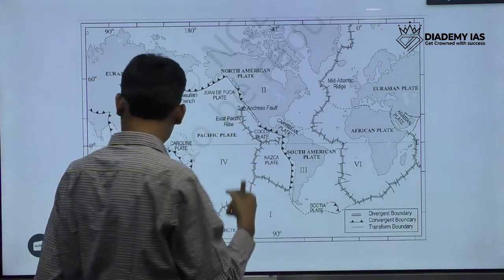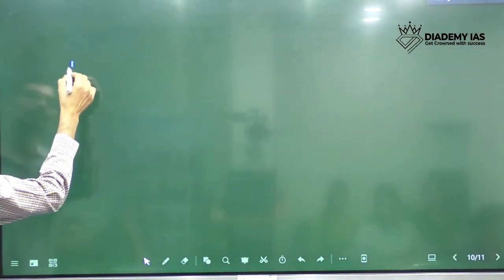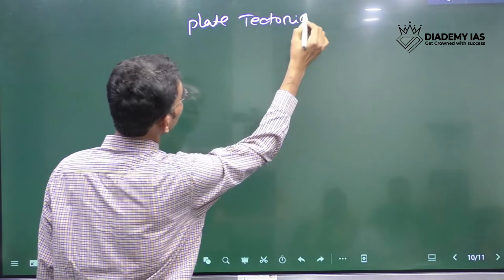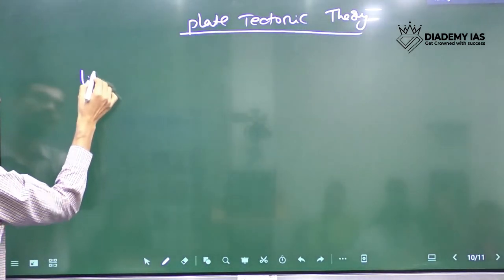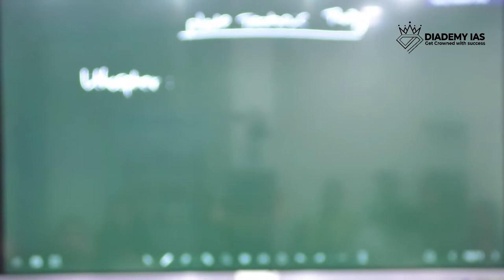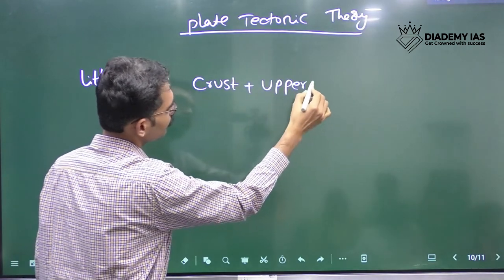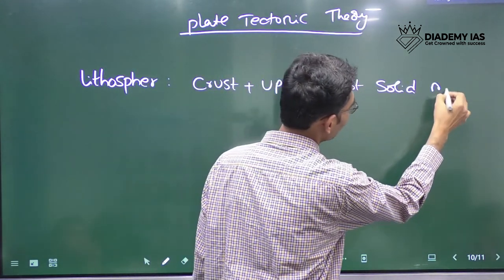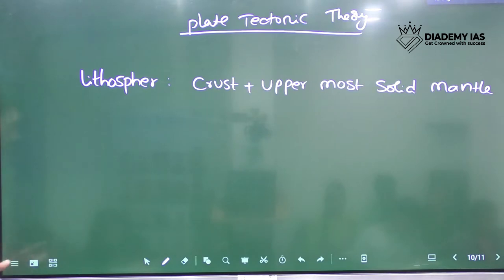Now again we will go back to the beginning of the class, lithosphere. Just note down this plate tectonic theory. What is lithosphere in terms of crust and mantle? Crust and uppermost mantle. This is important. Solid mantle, uppermost solid mantle.